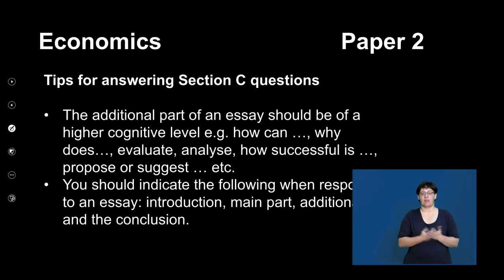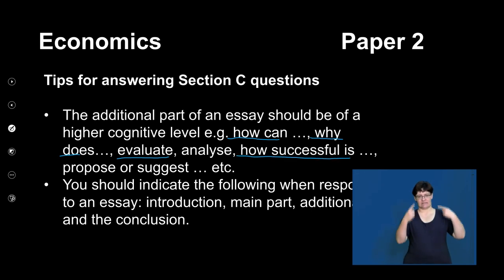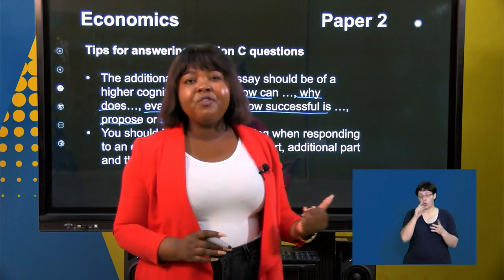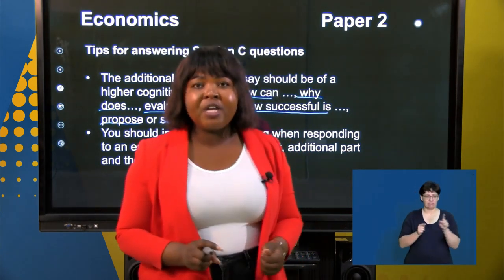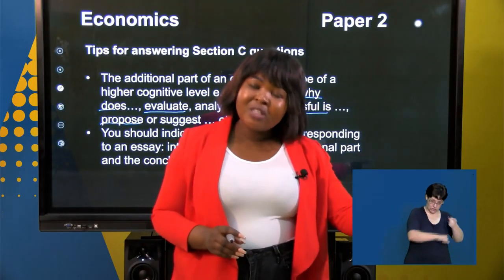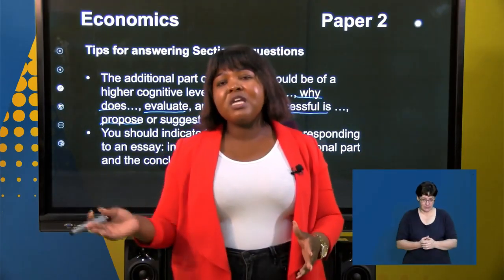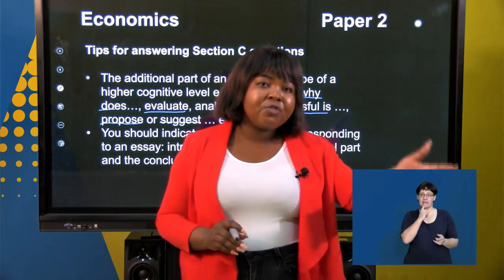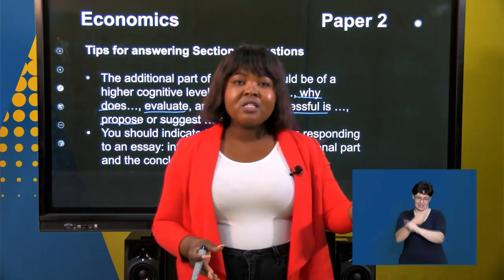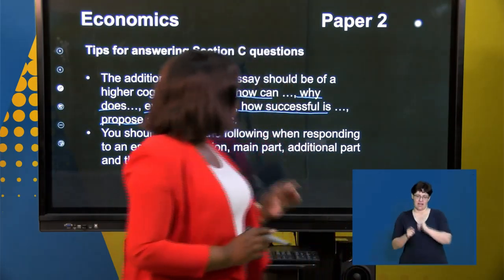And then the additional part of the essay should be a higher cognitive level type of question. We are looking at our how can type of question, our why does type of question, our evaluate, our analyze, and our how successful type of question. Or you will be asked to propose, to suggest, etc., etc. Like I said earlier on to you, boys and girls, when you get this type of questions, there are always 2 sides to every argument. So you need to give the narrative on the side of the argument and against the side of the argument. So you show arguments for and arguments against. You show the successes, you show the failures, and then you conclude there.